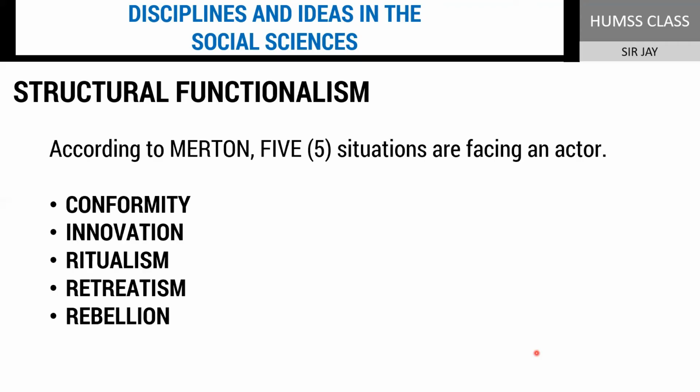Ritualism occurs when an individual continues to do things as prescribed by the society but forfeits the achievement of the goals. Retreatism is the rejection of both the means and goals of society. And then rebellion is a combination of the rejection of societal goals and means and a substitution of other goals and means. So those are the 5 situations an actor is facing according to Merton.